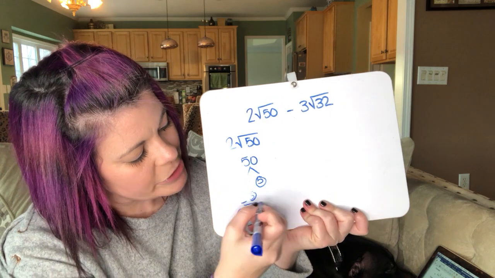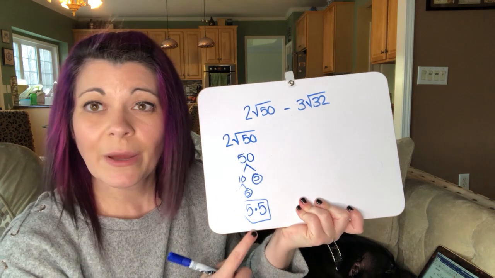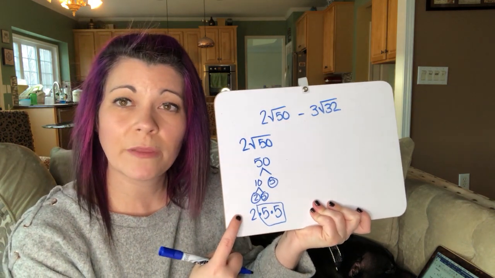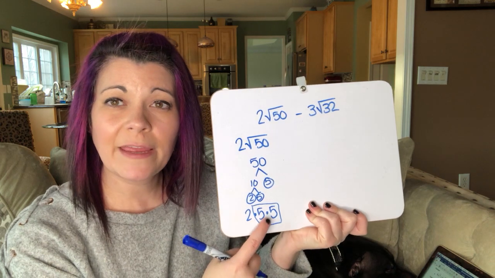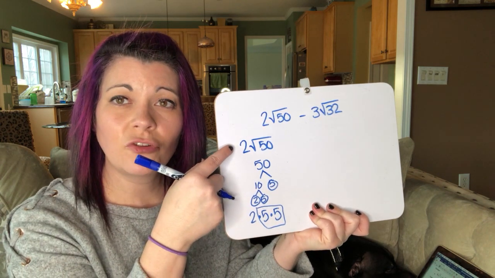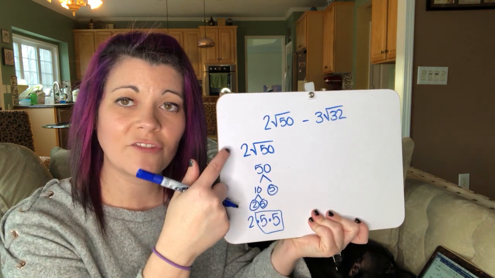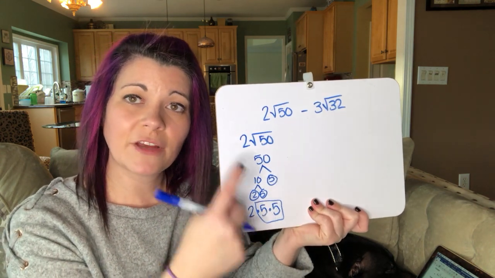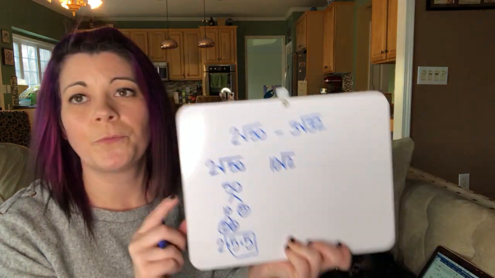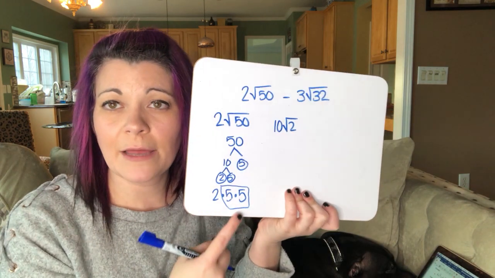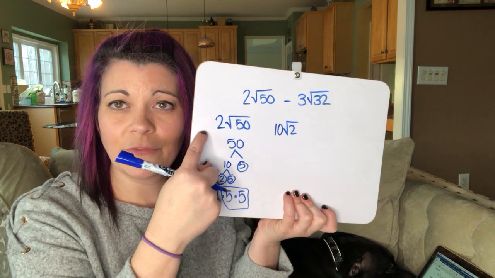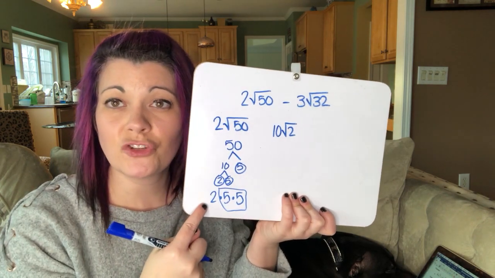I look for pairs. I find a pair of 5. So I can take out a 5 and leave a 2 in the radical. So if I take out a 5, if we notice 2 is already outside the radical, so I need to multiply what I take out by that 2. So I took out a 5, so 5 times 2 is 10. So 2 square root of 50 will simplify to 10 square root of 2. Because I took out a 5, so 5 times 2 is 10, and then I still have 2 left under the radical.